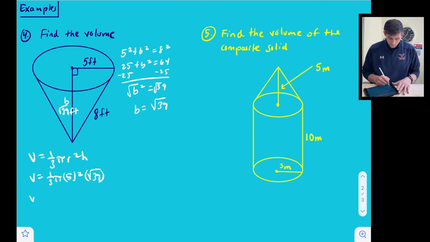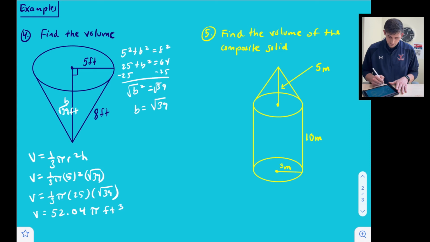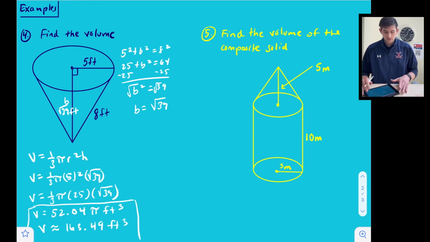Okay, so now we're going to multiply. So 1/3 pi, this would be times 25, and then times the square root of 39. So now I'm going to do 25 times the square root of 39, and then we're going to divide that by 3, or, like we said, multiply it by 1/3. So now volume is equal to 52.04 pi cubic feet. And if we want to multiply this by pi, then we would get our decimal approximation, which would be 163.49 cubic feet. So these would be our two answers for the volume for number 4.